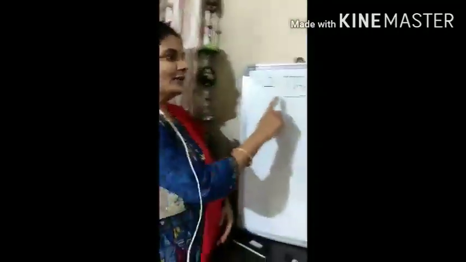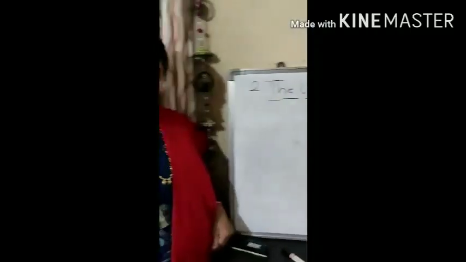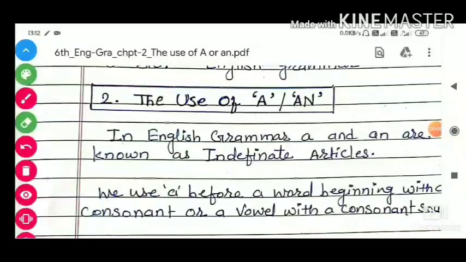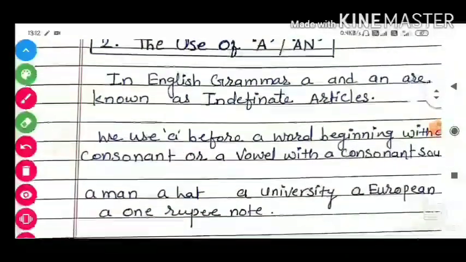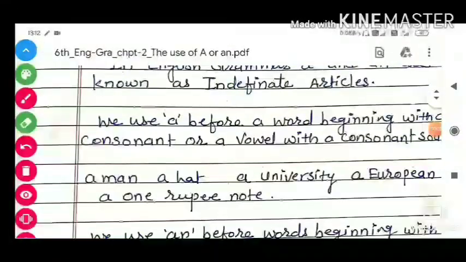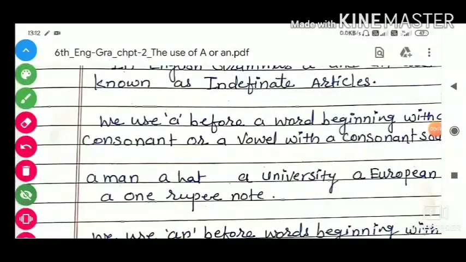Today we are going to learn the chapter The Use of A or An. In English grammar, a and an are known as indefinite articles. We use a before the word beginning with a consonant or a vowel with a consonant sound. Let us see some examples.